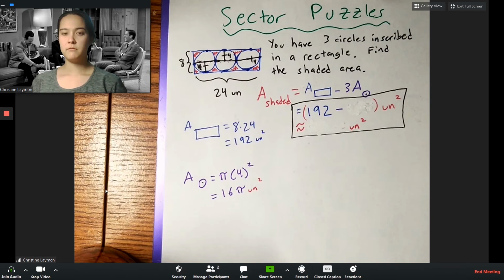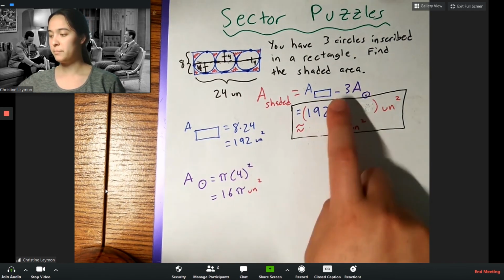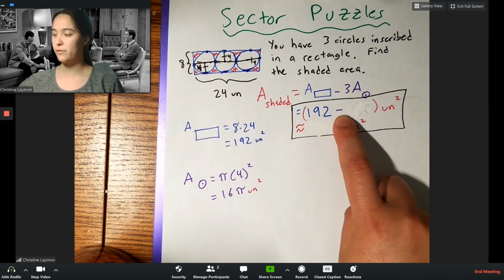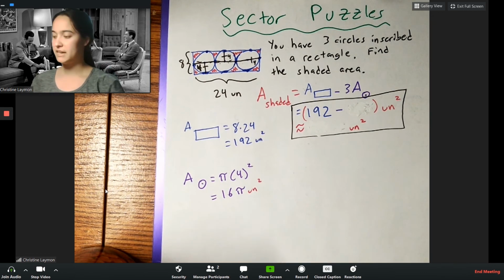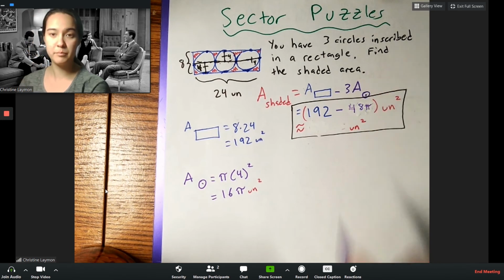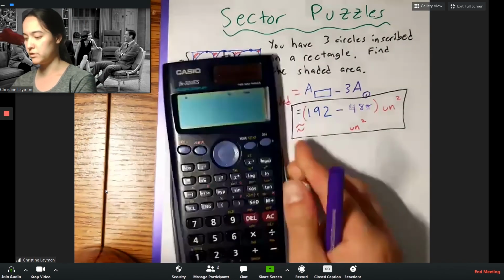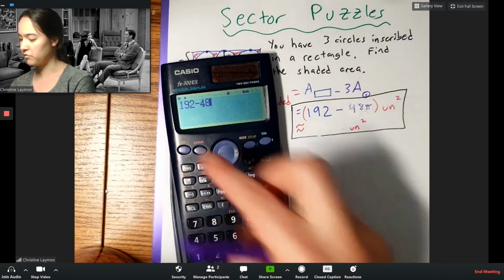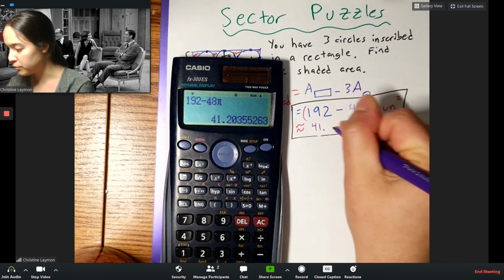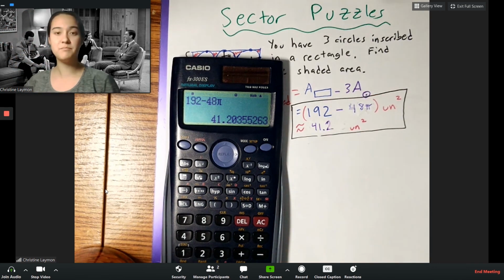So 16 pi. All right, let's do a quick recap of what we need to do. To find the shaded area, we're going to do area of the rectangle minus 3 times the area of a circle. So the area of the rectangle was 192. I'm going to take away 3 times the area of the circle. So 3 times 16 is 48 pi. And I'm going to go ahead and put it in a calculator to get the estimated value. So over here, I'm going to do 192 minus 48 pi. And I have 41.2, and this is in units squared.